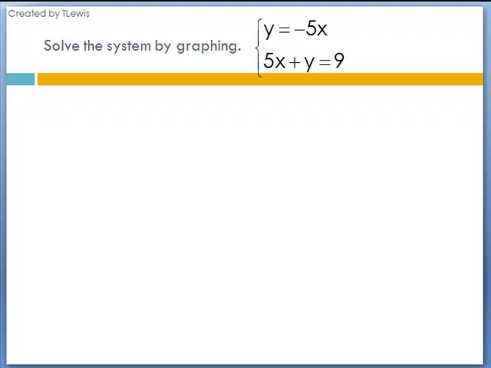Solve the system by graphing. Our first equation, y is equal to negative 5x. We're going to label that as line 1, so L sub 1. And then our second equation, we have 5x plus y is equal to 9. We're going to label that as L sub 2, our second line.